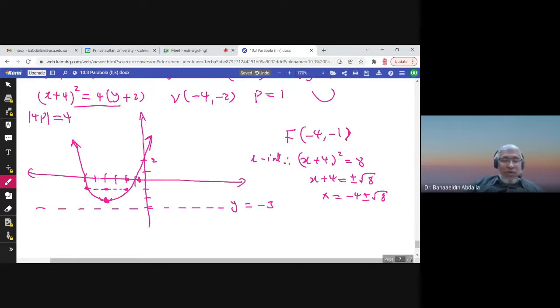1, 2, 3, 4, 5, 6. So it has to go from here. Okay, from here. So that's the graph of the parabola. I hope you understand everything and everything is clear.